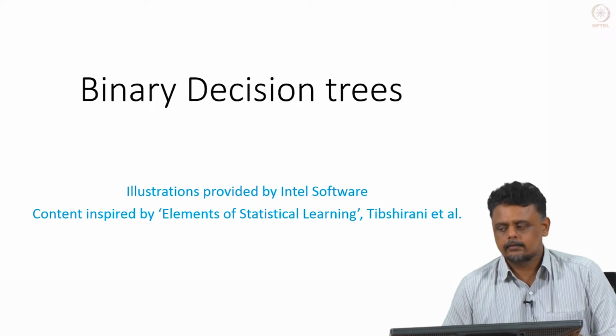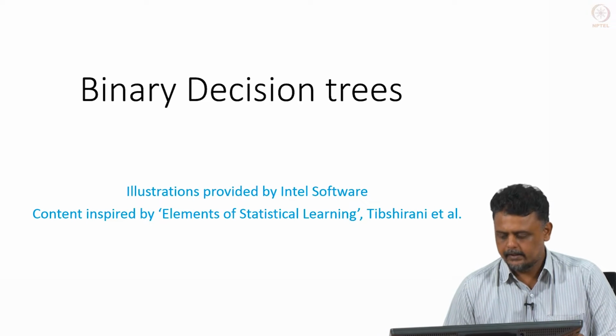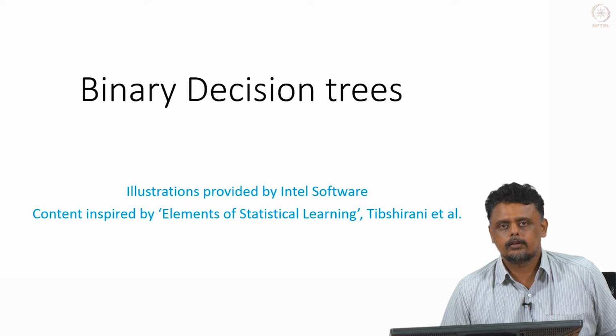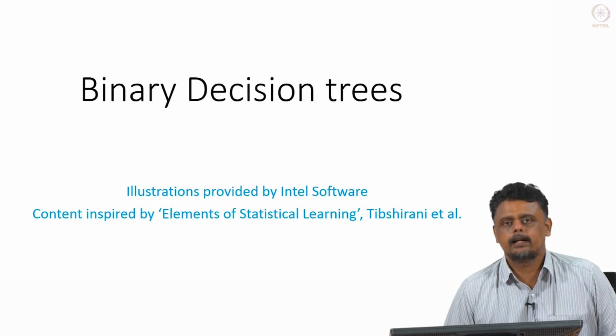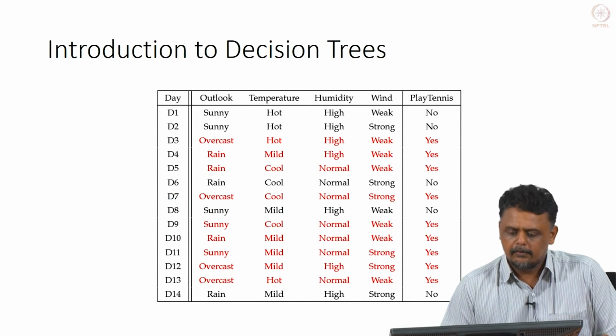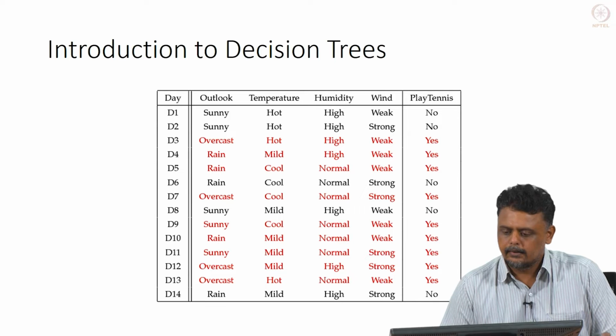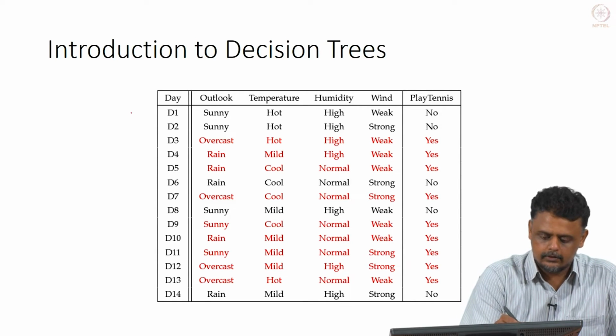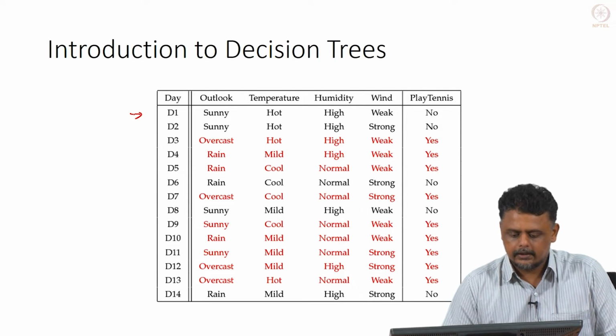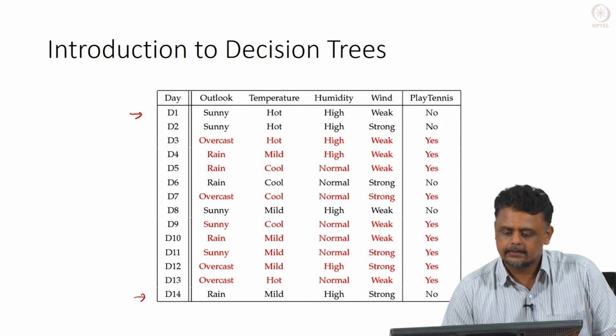Hello and welcome back. In this video, we will look at binary decision trees, with an introduction to binary classification trees. So, we look at this data set, where each row is a data point. It is collected over 14 days, so there are about 14 data points. This is just to understand this data set.